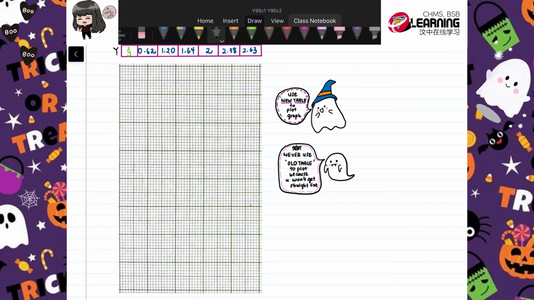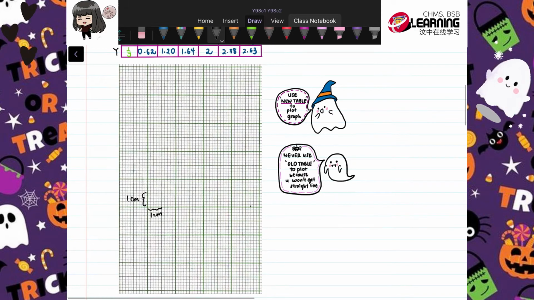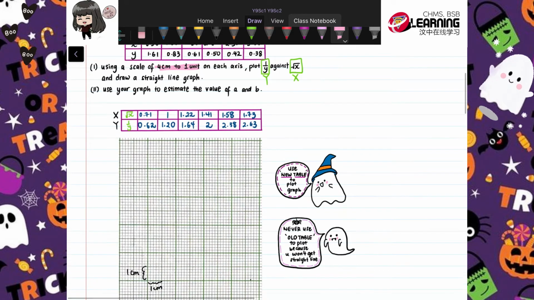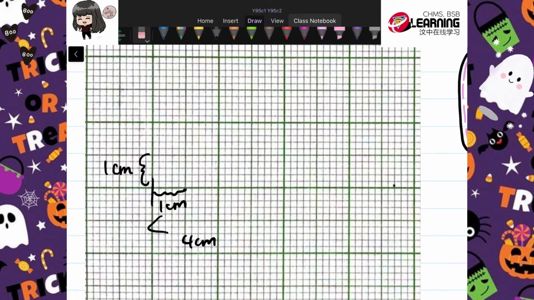Please take note that this one is 1 cm. This is 1 cm. So if they say 4 cm to 1 unit, it means that 4 cm is like this, 4 until here. 4 cm for 1 unit. So here will be 0, here will be 1. Something like that. Meaning to say that here is 0.5.